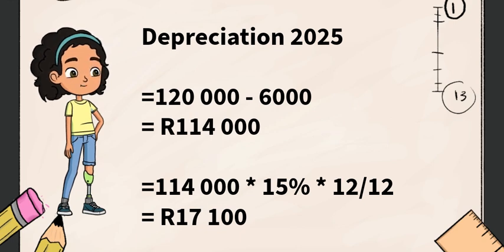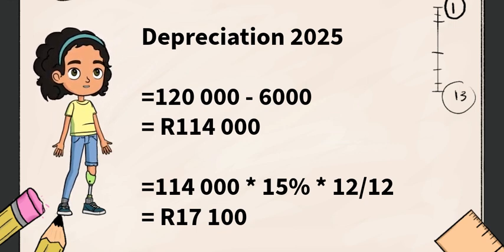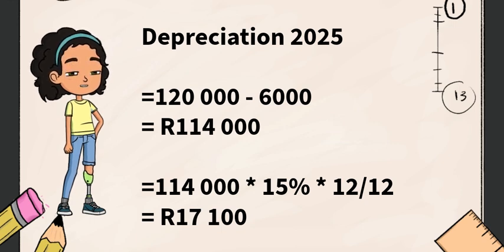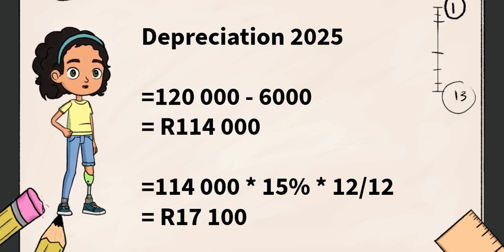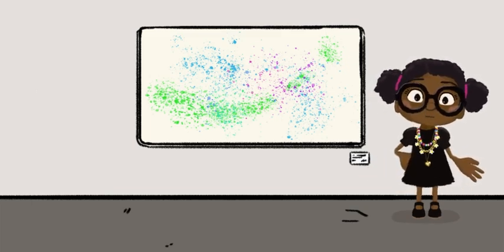Now, to calculate the depreciation for the year ended 2025, we take the 120,000 minus the accumulated depreciation of 6,000 to get 114,000. Then, we take our 114,000 multiplied by 15% times 12 over 12 because we had equipment for the full year, which gives us a final depreciation amount for the year ended 2025 of 17,100. And that is how you calculate depreciation.